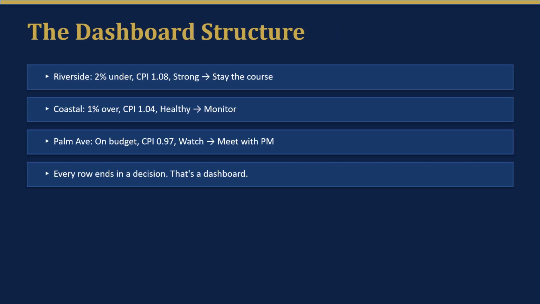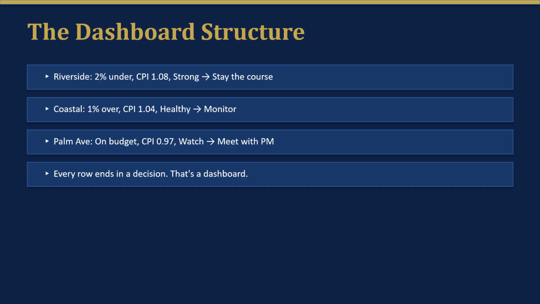Here's the dashboard structure. 1 page. Every active job as a row. 4 columns: budget versus actual, CPI, cash position, and the most important one, action. Because controllers don't just read reports, they take action.